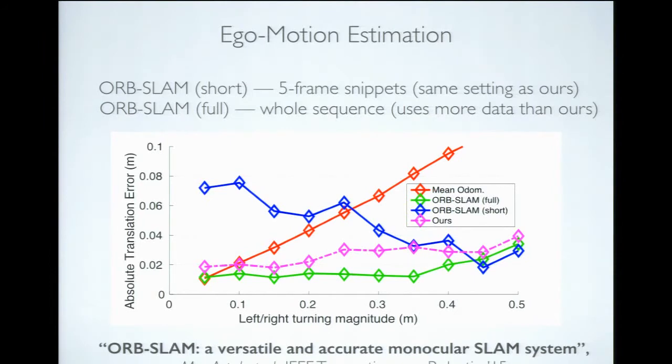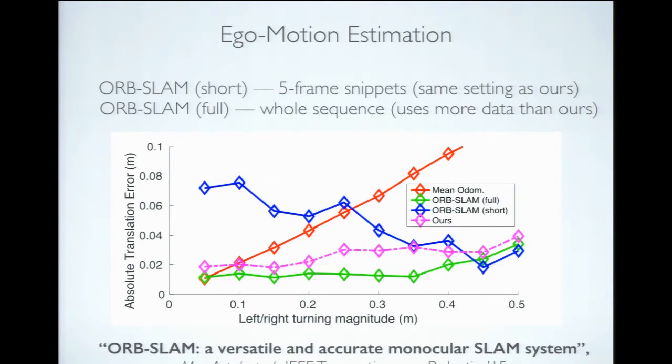We also evaluated the performance of our pose estimation network on the KITTI odometry dataset. We compare with an award-winning SLAM system called ORB-SLAM. Specifically, we compare with two variants of ORB-SLAM. One using 5-frame snippets as input, which is the same as our input setting. And the other using a full driving sequence of about 1,000 frames to allow loop closure and relocalization. So this variant uses strictly more data than our model.